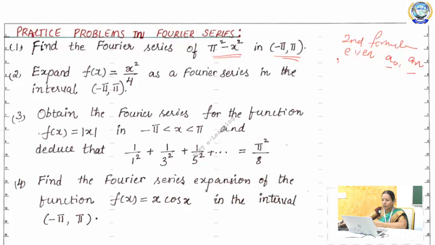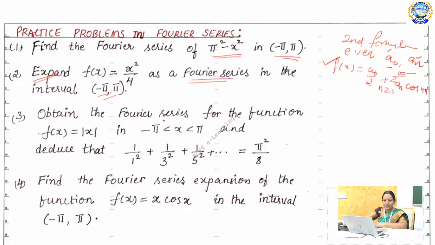So, we need to calculate a0 and an values and substitute them in the formula, that is f of x equals a0 by 2 plus sigma n equals 1 to infinity an cos nx. You get the answer. Now, let us see the second problem. Expand the function f of x equals x square by 4 as a Fourier series in the interval minus pi comma plus pi. They mentioned the interval and function directly. So, without any confusion, let us check whether the function is even or odd, select the formula and evaluate it.